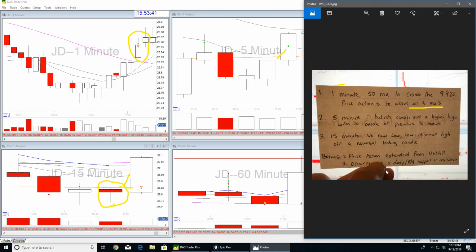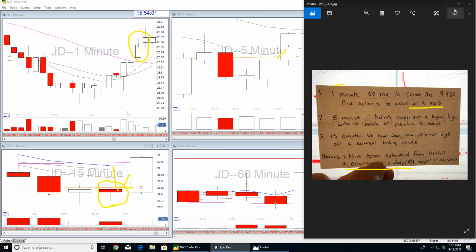And then the bonuses, price action extended from VWAP. You know, that's a good 25 cents or so from VWAP. That's decent for this stock. And then this is a very important one that I added for myself. It needs to occur at some sort of daily level or an MA support or resistance. And this was key for this trade.